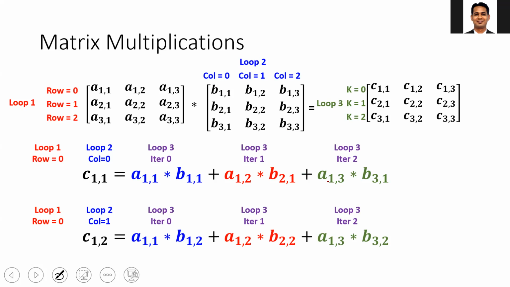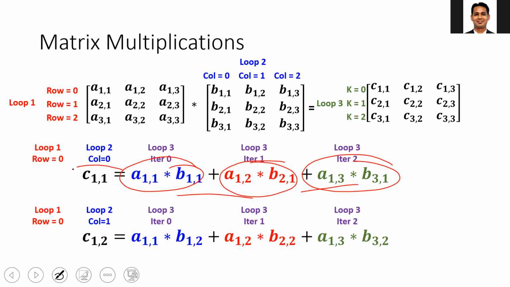Then for every iteration of the row loop 1, you have 3 iterations of loop 2 for every column: column 0, column 1 and column 2. Then for every iteration of loop 1 and loop 2, you have 3 iterations of loop 3. In these 3 iterations, you get 3 multiplication operations, and you combine them together to get one element of your matrix C11.